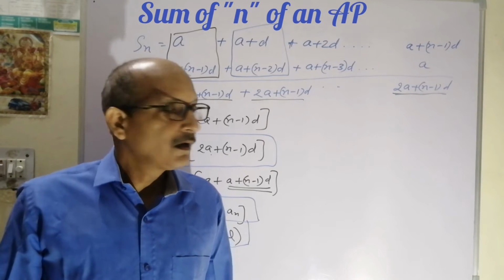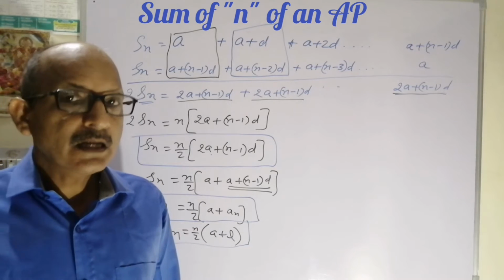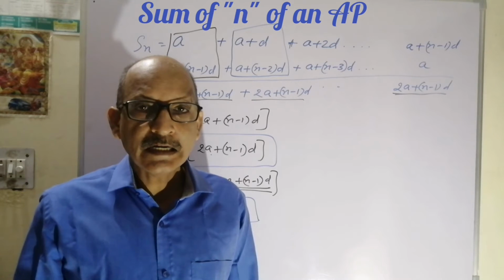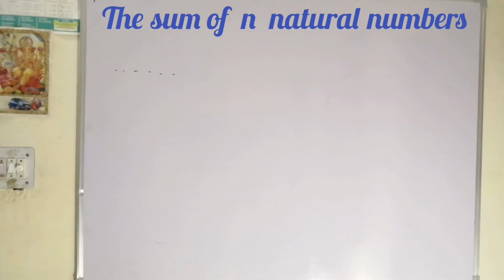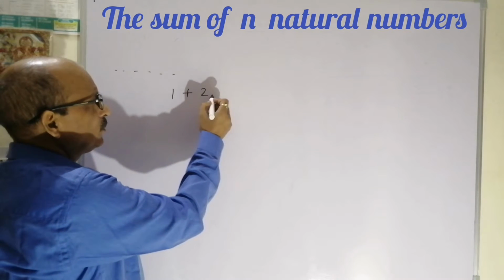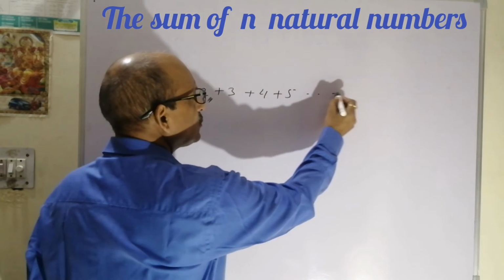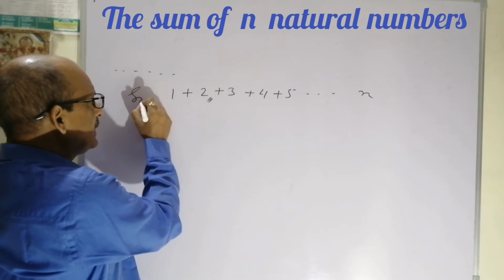Now we would like to extend this knowledge to some practical examples. Next I am going to take the sum of n terms of an AP. The question is the sum of n natural numbers. We have to use the formula of AP to get the sum of n natural numbers. So we have the natural numbers 1, 2, 3, 4, 5 and so on up to n. So we have to find its sum.